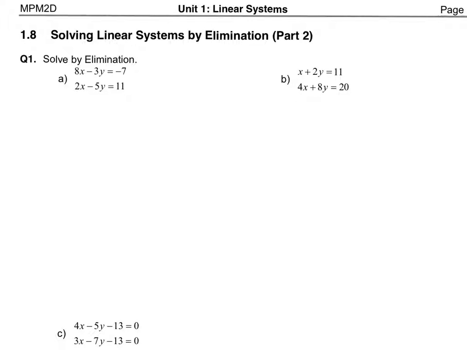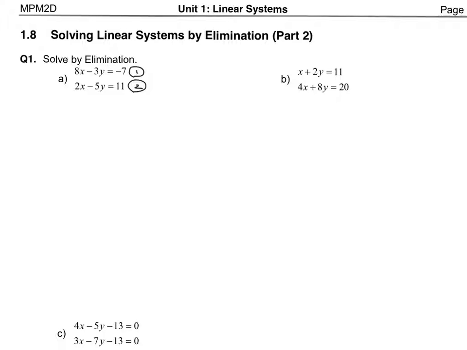We are starting part 2 of solving linear systems by elimination. Now in the previous video, all of our examples had coefficients of one of the variables that were either the same or had opposite signs. But if you look at this first example, part A, neither equation has either variable the same in terms of coefficients. If I look at these x's, one has an 8 and the other has 2. Definitely not the same, definitely not opposites.